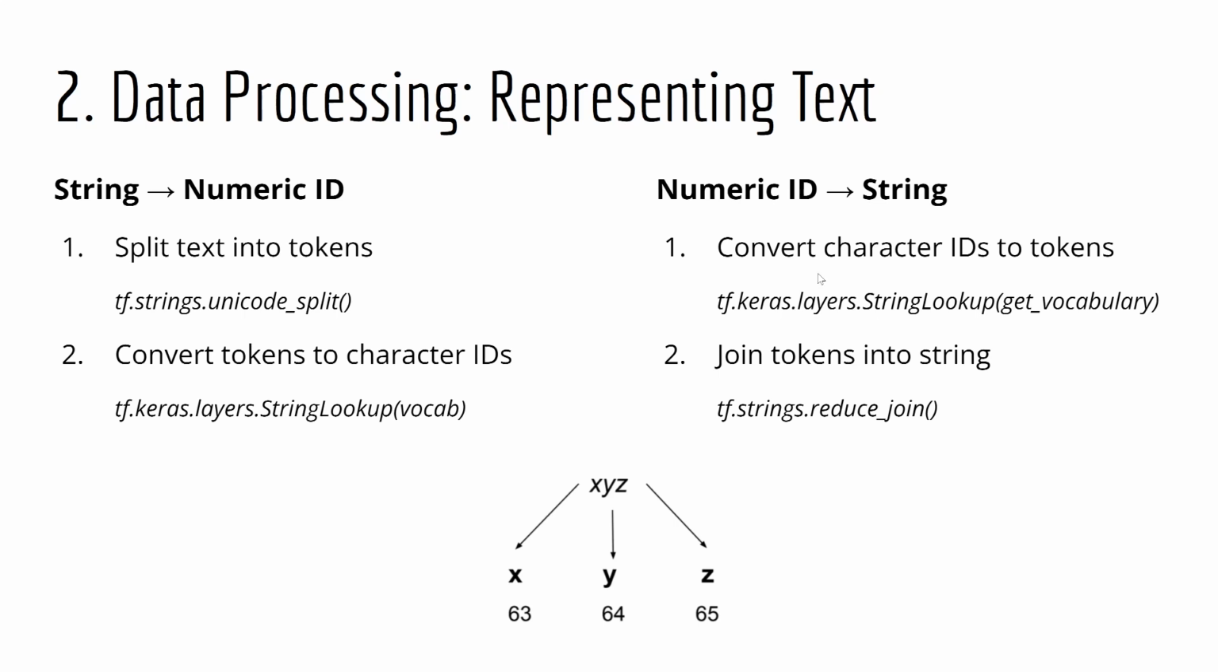Similarly, this is just going in the opposite direction. Now you have the character IDs, and you convert them into tokens. Here you also use the vocabulary and this function. And then you join the tokens into a string. So that's the data processing that's involved.